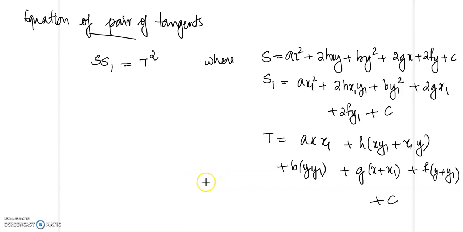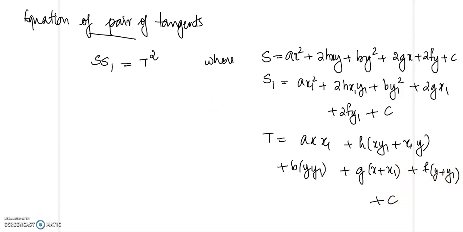In the last class we have seen the equation of pair of tangents. That is given by SS1 equal to T square, where S is the equation of our conic and S1 denotes the equation of the conic at the point x1, y1. So we are having a pair of tangents from the point x1, y1, and T is the equation of the tangent, that is a x x1 plus h(x y1 plus x1 y) plus b y y1, plus g(x plus x1) plus f(y plus y1) plus c.